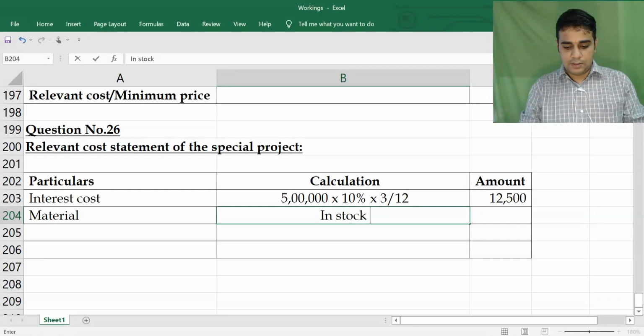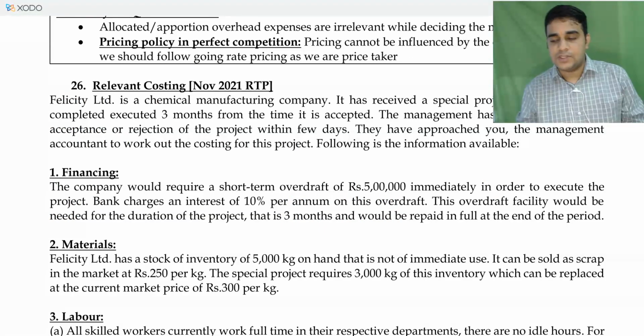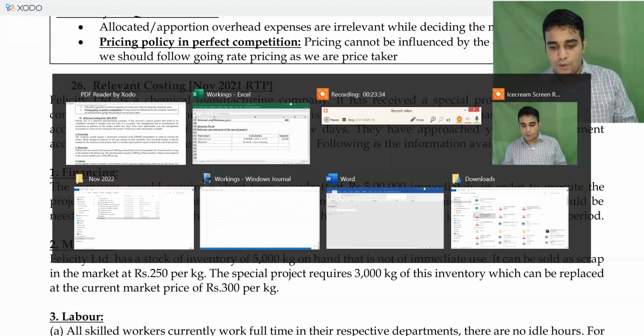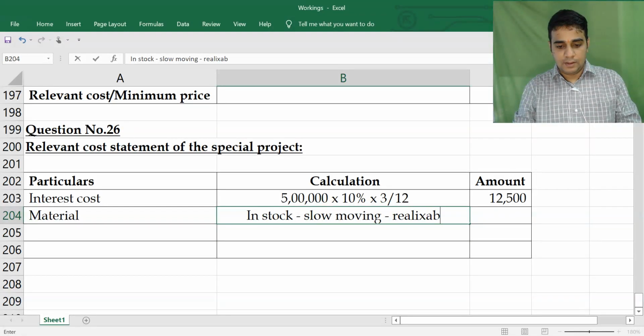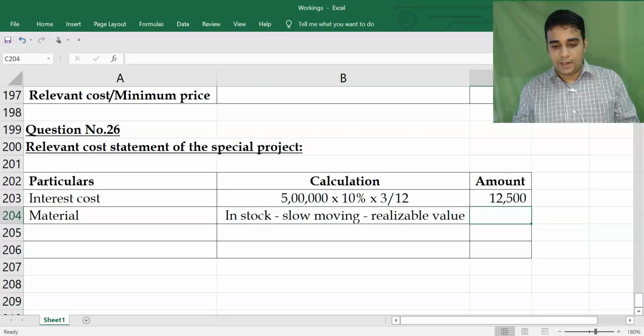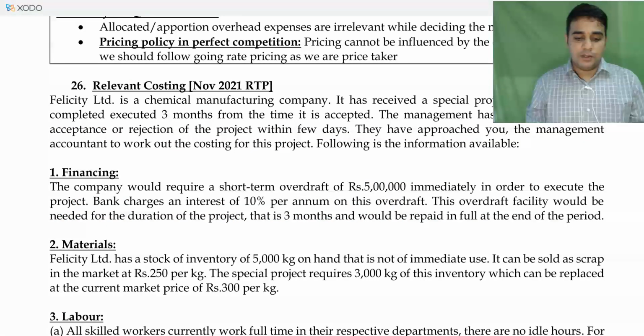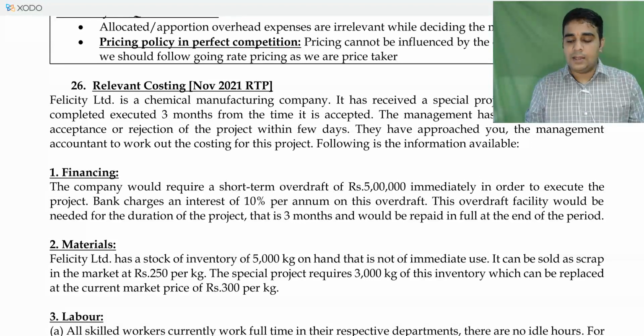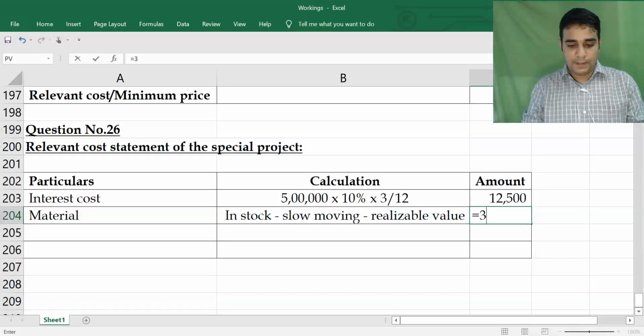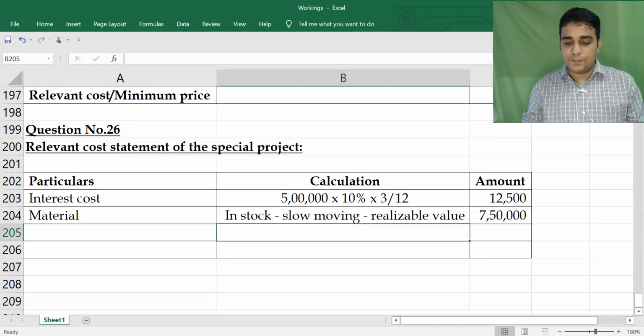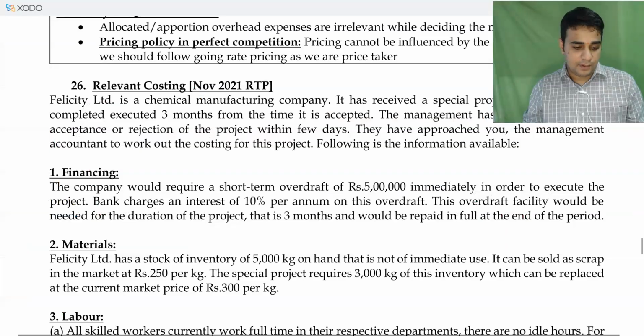Material in stock, slow moving in stock, which is of not immediate use. So, slow moving, realizable value. You need 3000 kg and the price at which it can be sold is 250. So, 3000 into 250, 7,50,000.